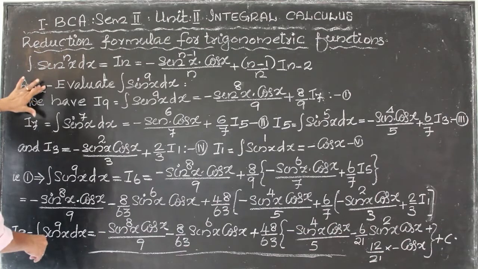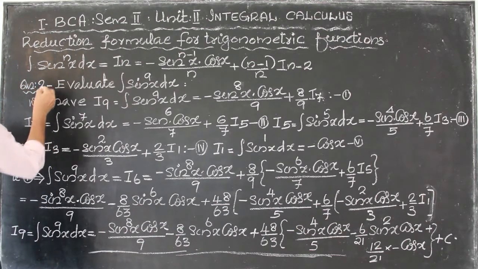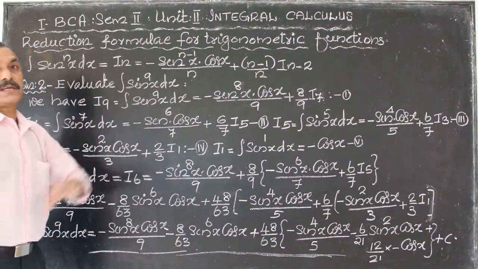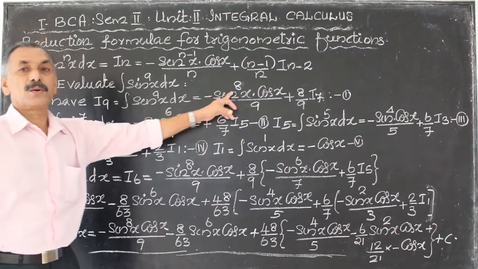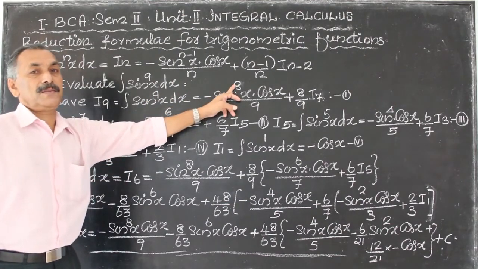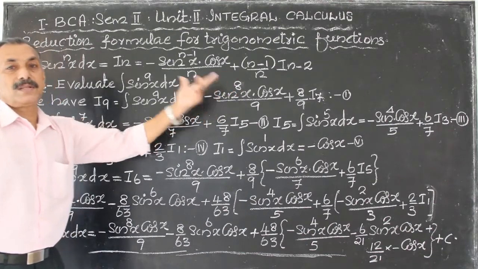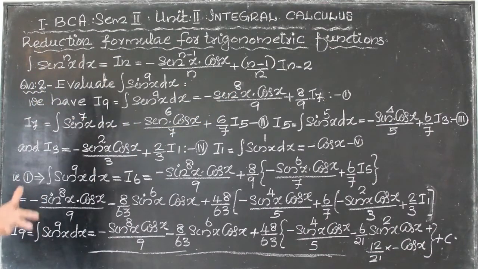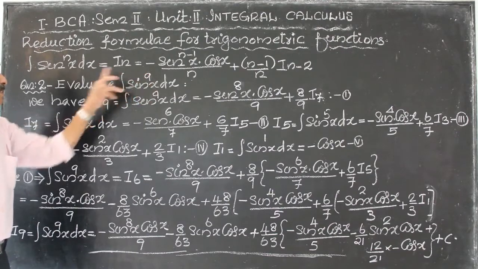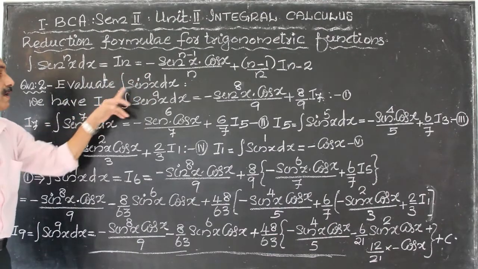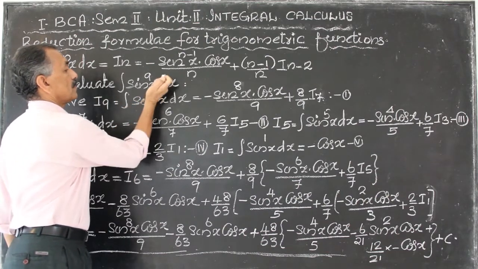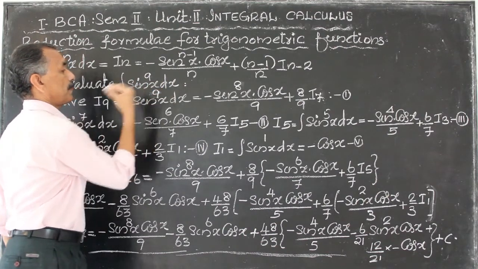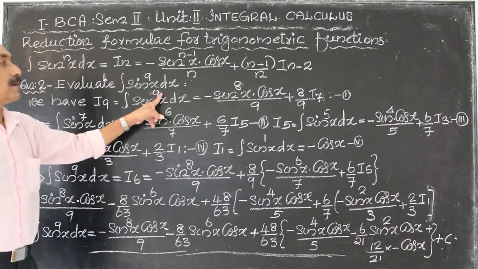Second question, question number 2. Evaluate the integral of sin raised to 9x dx. Sin raised to 9x is an odd power, 9 is an odd number. We have already seen even numbers. Then what is the integral? We have I9, which is equal to the integral of sin raised to 9x dx, that is n is equal to 9.